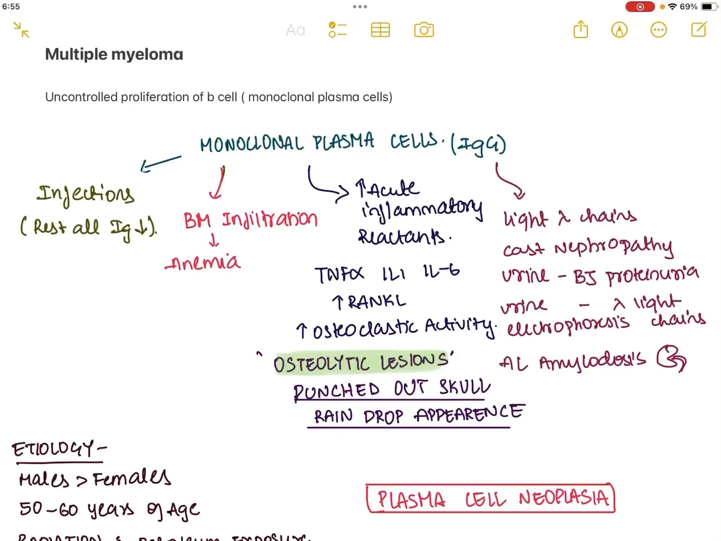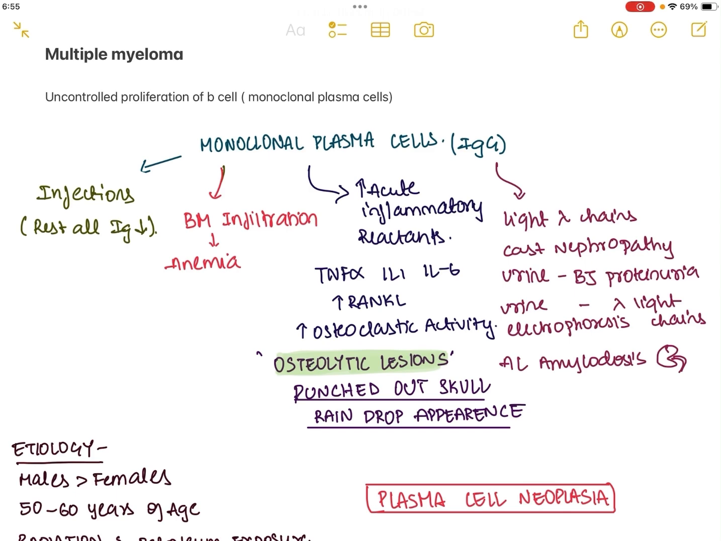So multiple myeloma is a tumor of bone marrow. Bone marrow causes proliferation of B cells. So in case of tumor of bone marrow, there will be uncontrolled proliferation of B cells. So these monoclonal plasma cells, nothing but B cells, increase in number. What happens here is only one type of immunoglobulin is increasing in number, while the rest are all decreasing.